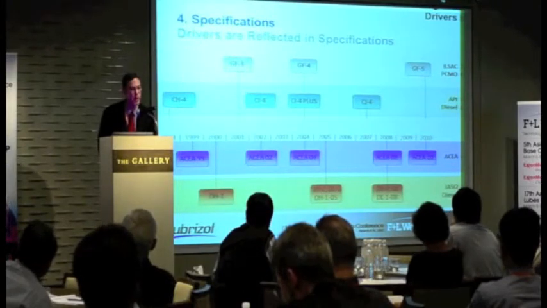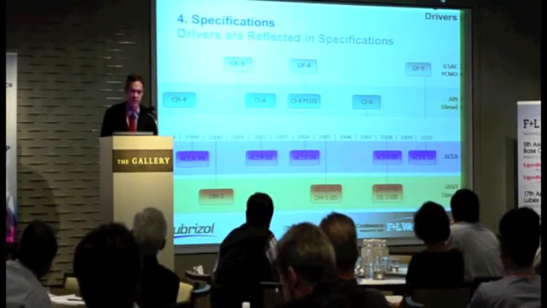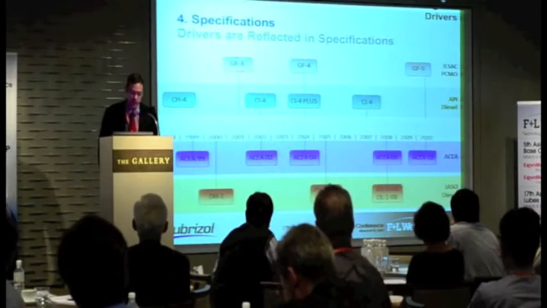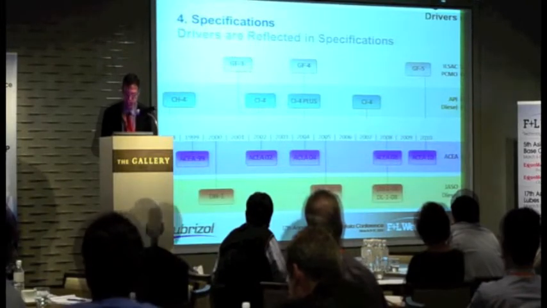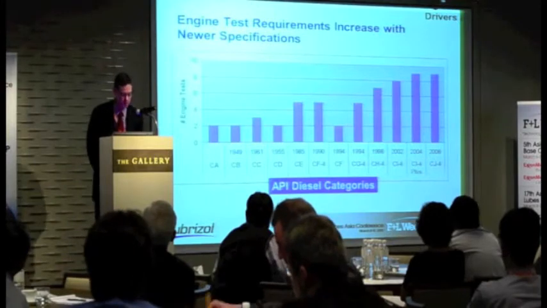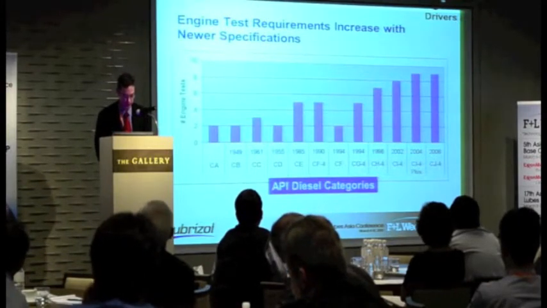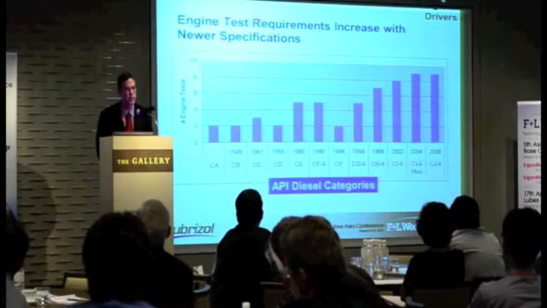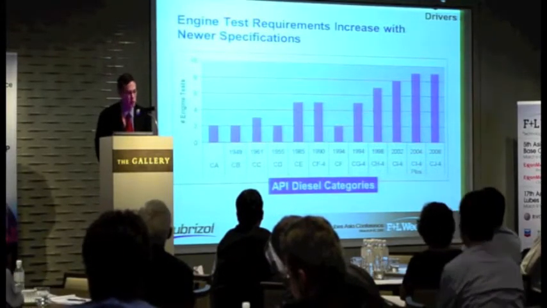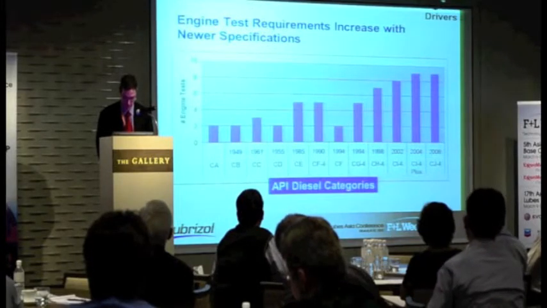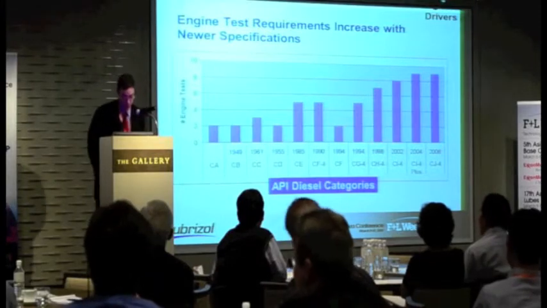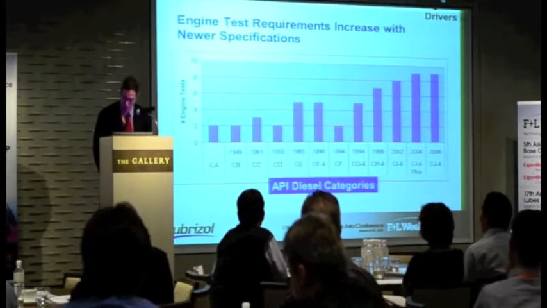These drivers, when they go into specifications, that gives us the clear signal and clear direction to develop, and the clear timing to develop new components. Next slide shows a little bit more insight on how specifications might drive new component technology. It's a plot of the number of engine tests required in API diesel categories, starting with category CA. I don't know the date for that. Maybe Kevin can help me on that. Nobody I could talk to remembered.